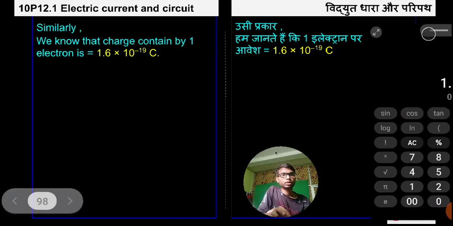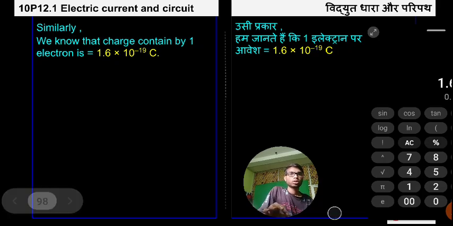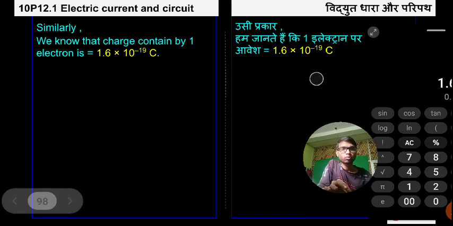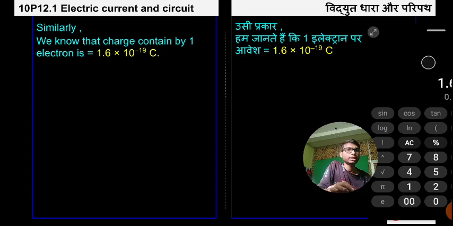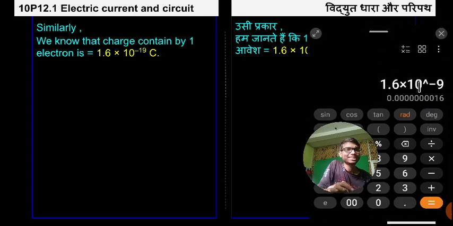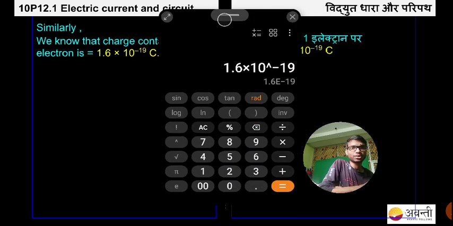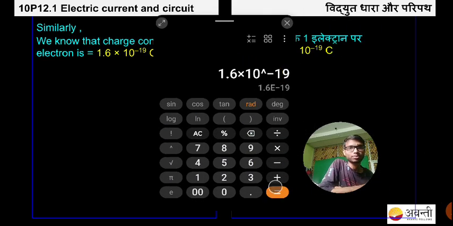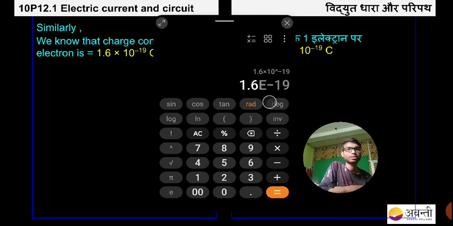So here we have what? 1.6 multiplied by 10 raised to the power 19. Hold on. How much? 19. So it should be 19. Now here you can see we are getting 1.6 times 10 to the minus this much. It is more or less.